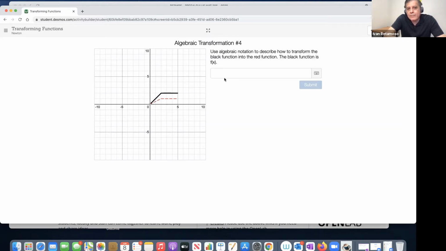Well, there is a clear transformation. Anybody could tell me what is the number I should multiply f of x by to go from the black function to this red function? What is the factor? Excellent, Julie. Yeah, 1/2, right?